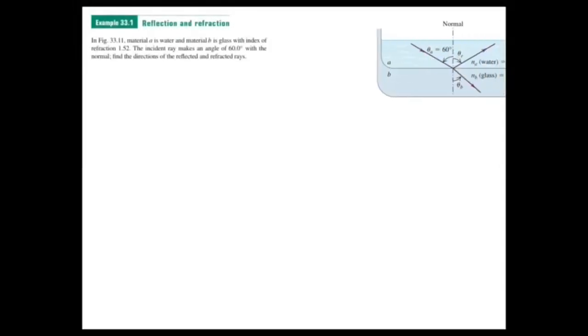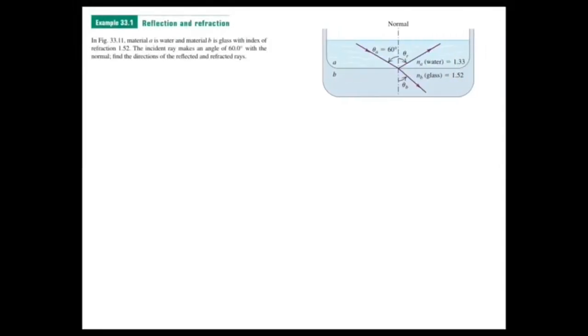In example 33.1, we're going to examine the reflection and refraction of light as it crosses the interface between two optical materials. In this particular case, we have an incident ray that hits the interface between water and glass at an angle of 60 degrees with respect to the normal. We want to calculate the angle of reflection and the angle of refraction in the problem.